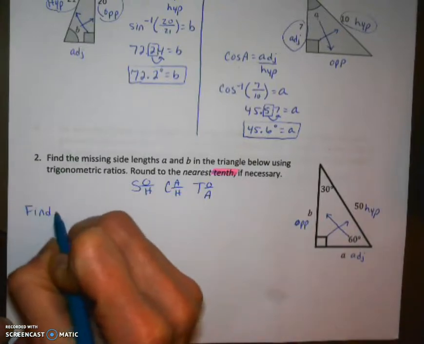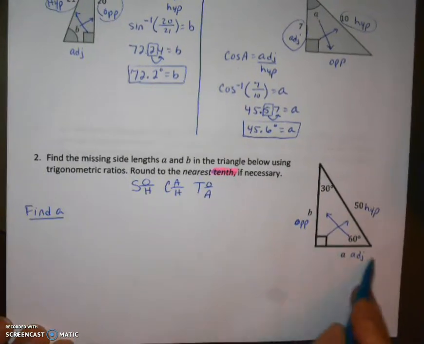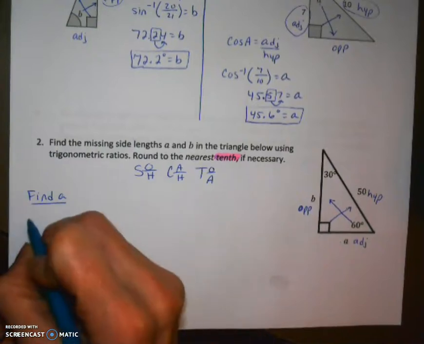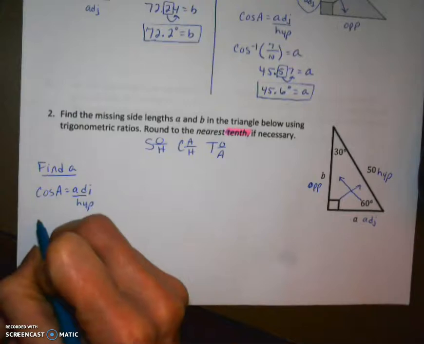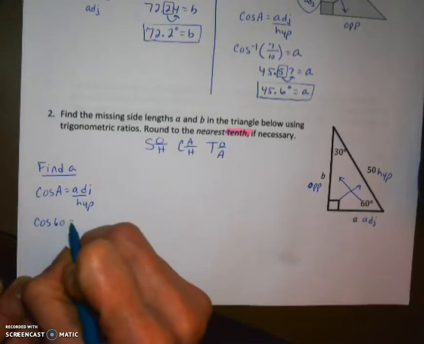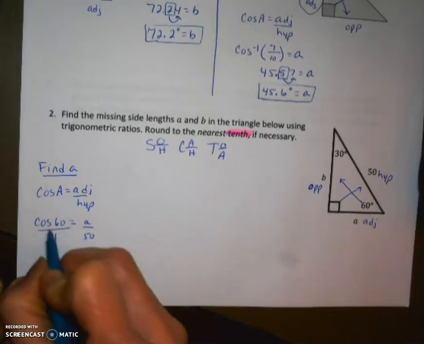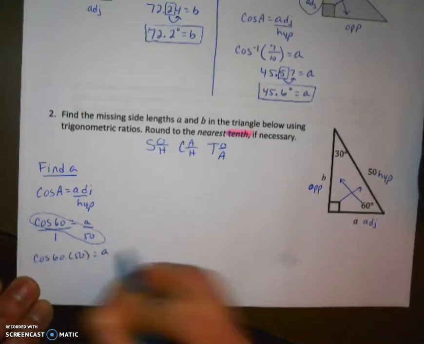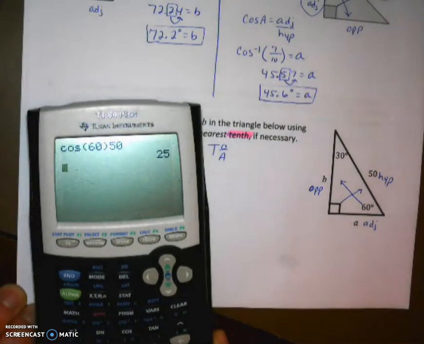So in order to find the length of side A, I am looking for my adjacent and I have my hypotenuse. Now the only trig function which uses adjacent and hypotenuse at the same time is my cosine function. So I'm going to plug this in. The cosine of angle A, this time I have the angle at 60 degrees. That's equal to the adjacent side of A divided by the hypotenuse of 50. So now we have a proportion. We're going to cross multiply. So the cosine of 60 times 50 is going to be equal to A. When I type that into my calculator, the cosine of 60 times 50 is going to be 25.